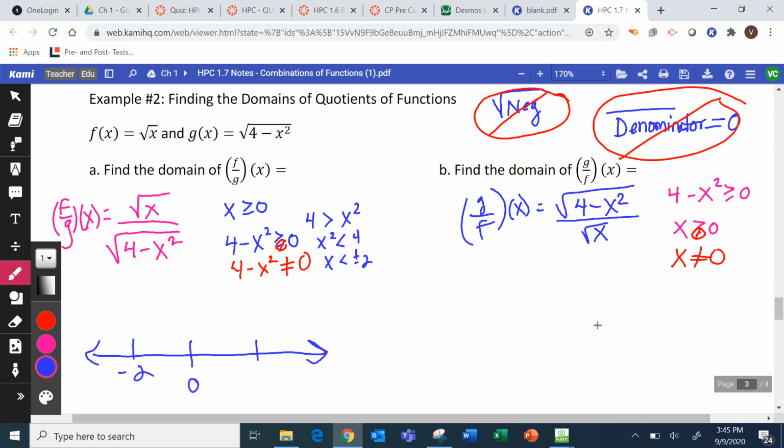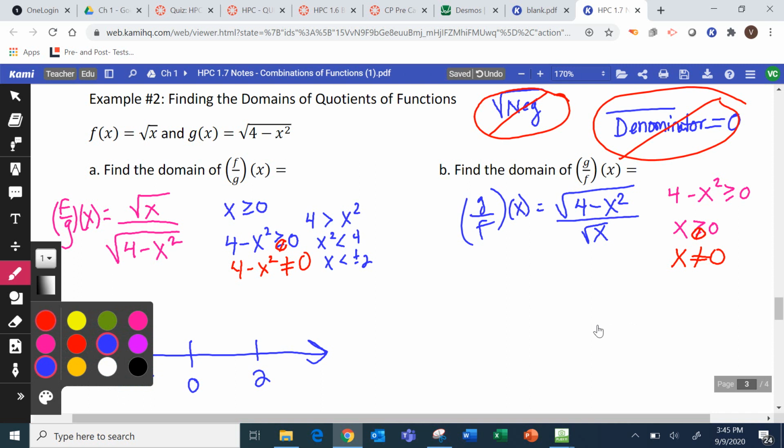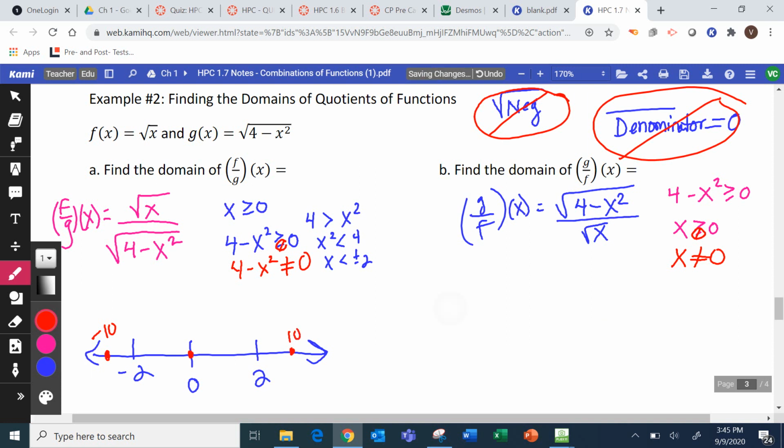So this is a part where it would be most beneficial to test values. So I'm going to test some values. I'm going to test negative 10. I'm going to test 0. And I'm going to test positive 10. And I'm testing values in between the negative 2 and the positive 2 just to see if the values are really less than negative 2 or greater than positive 2. Like, the signs over here get really confusing when you start square rooting. So I think it's just easier to test.